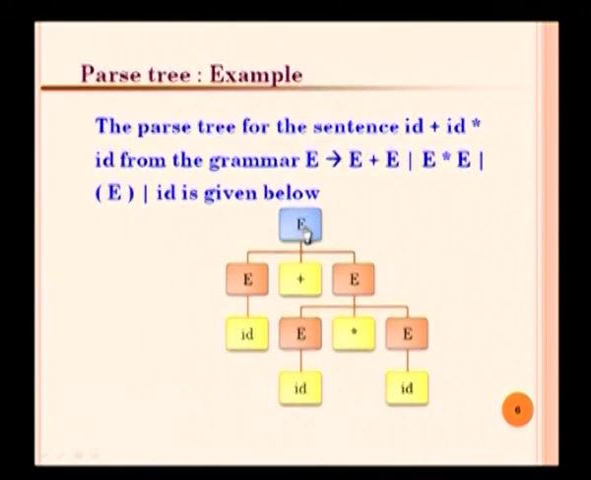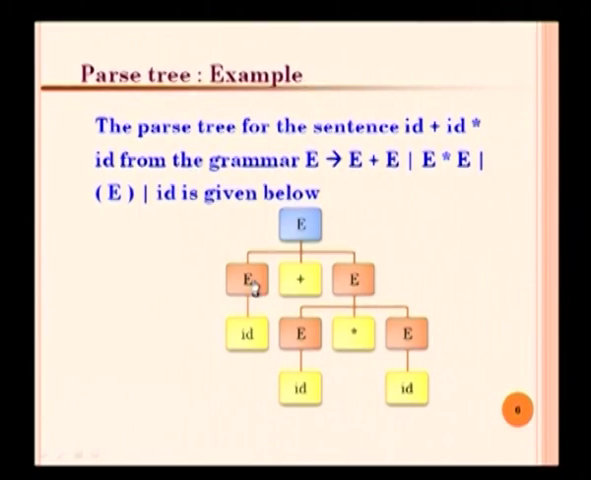So, the children of this E are: the first one is E, the second one is plus, and the third one is E. We are getting these 3 as the child nodes only because we have a production E derives E plus E. When you look at the child nodes, plus is considered a leaf node because the label on that node is plus, which is a terminal. So, there is no further expansion for this node, but we can't leave this E and this E as they are. There is a need for expanding these 2 E's.